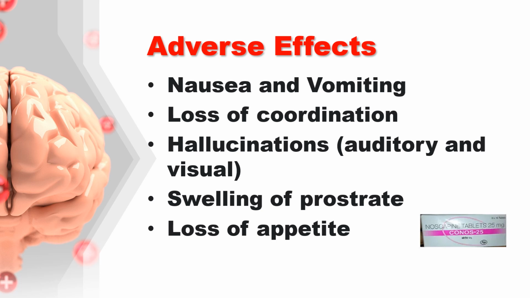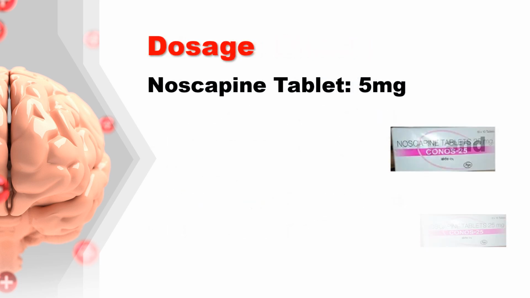Adverse effects of noscapine: it causes nausea and vomiting, lack of coordination, ataxia, hallucinations, auditory and visual, where perception of something being seen, heard, etc. is altered, swelling of the prostate, and loss of appetite. Dosage: the dosage of the noscapine tablet is 5 mg.